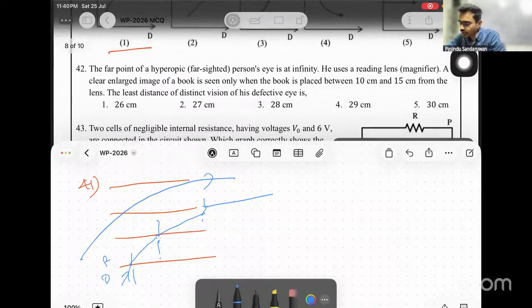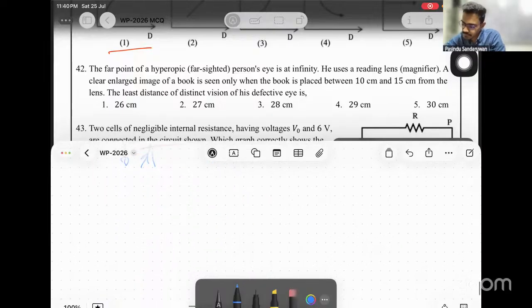Then 42. The far point of a hyperopic, far-sighted person's eye is infinity. He uses a reading lens magnifier. A clear enlarged image of a book is seen only when the book is placed between 10 centimeters and 15 centimeters from the lens. The least distance of distinct vision of the defective eye is.